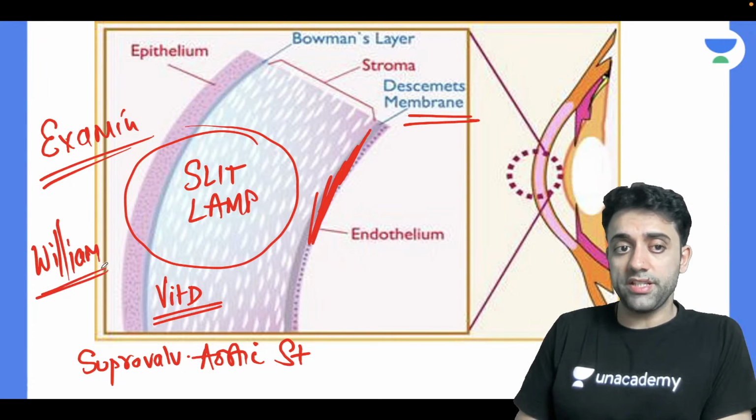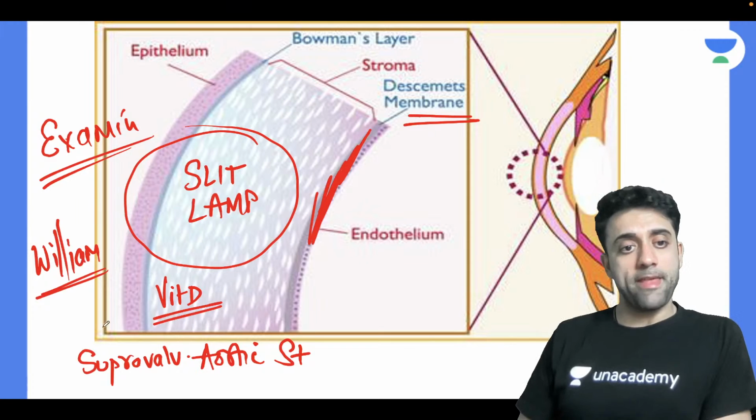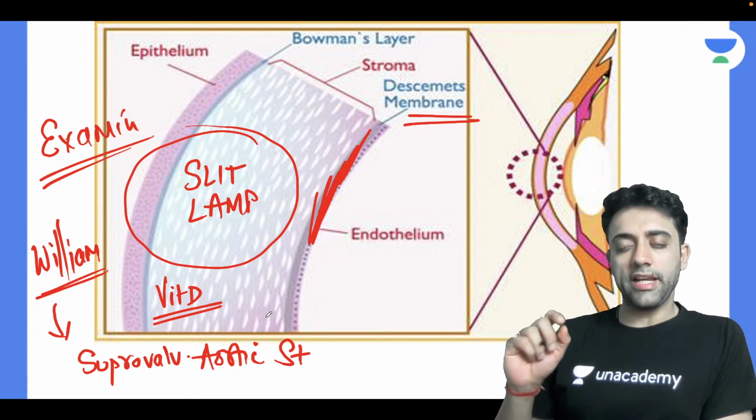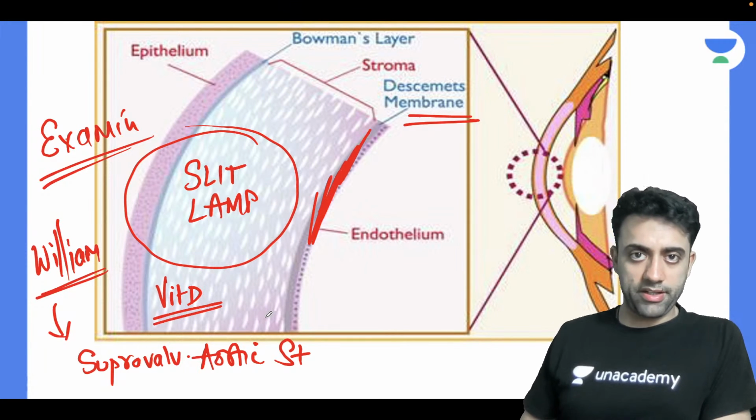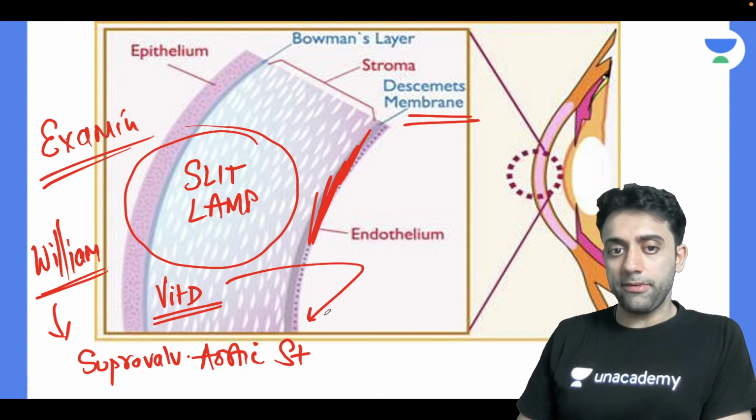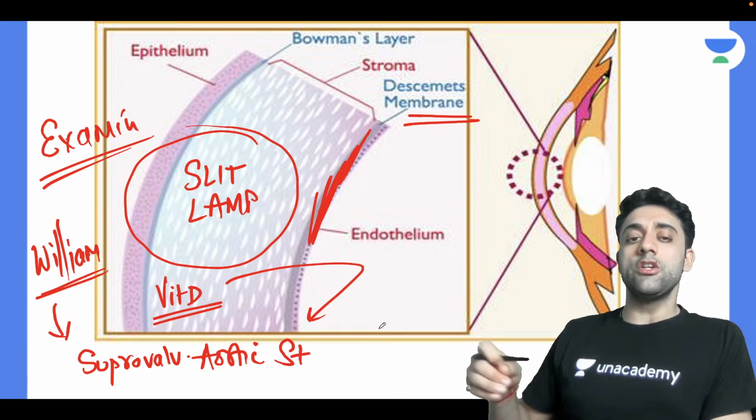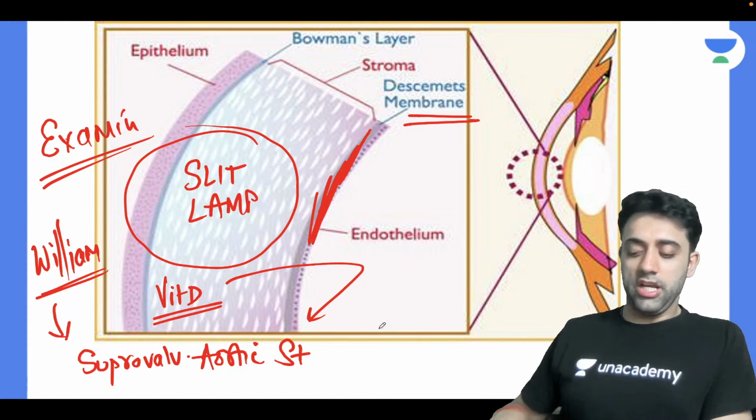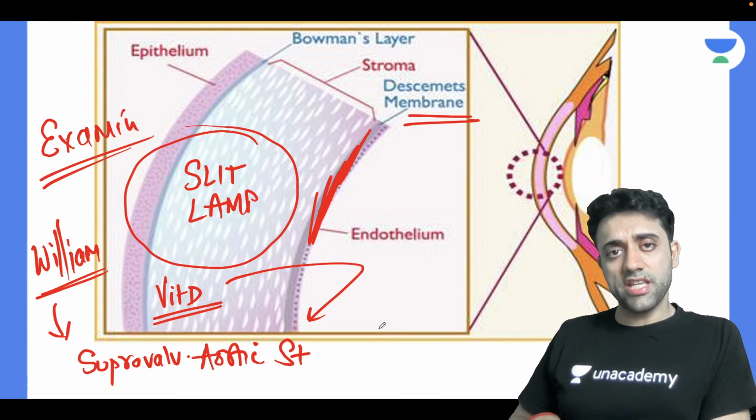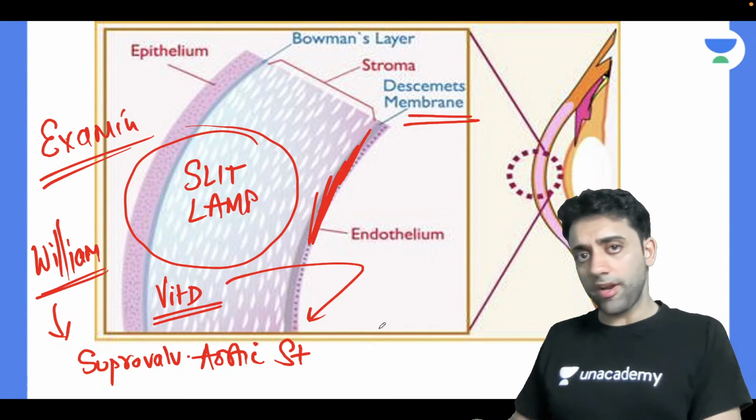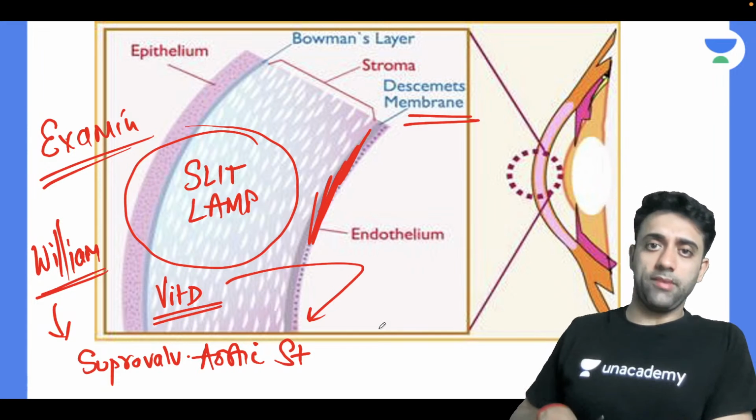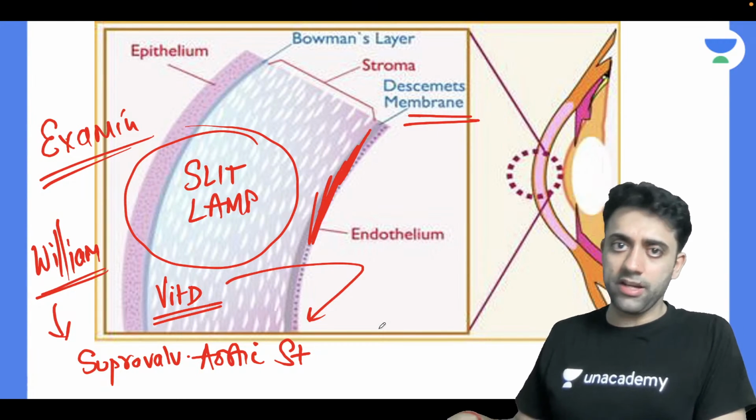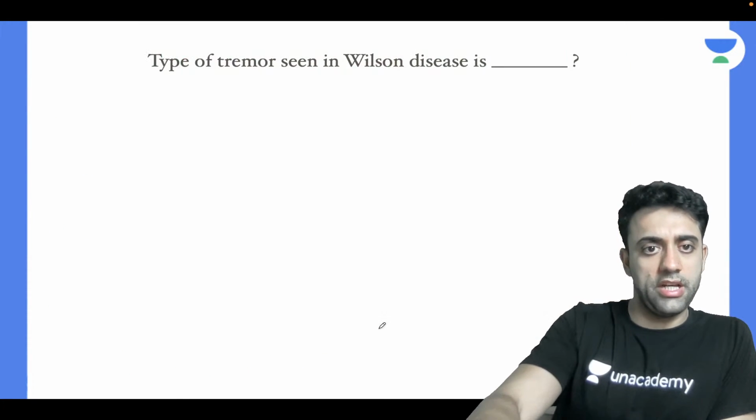The most common congenital heart disease in Williams syndrome is supravalvular aortic stenosis. If the mother has taken vitamin D during pregnancy, the baby can land up into which congenital heart disease? The answer is supravalvular aortic stenosis. Are you understanding? Two questions, one answer. The most common congenital heart disease in Williams syndrome is supravalvular aortic stenosis. If the mother has taken vitamin D during pregnancy, the baby can land up into supravalvular aortic stenosis. Very good.